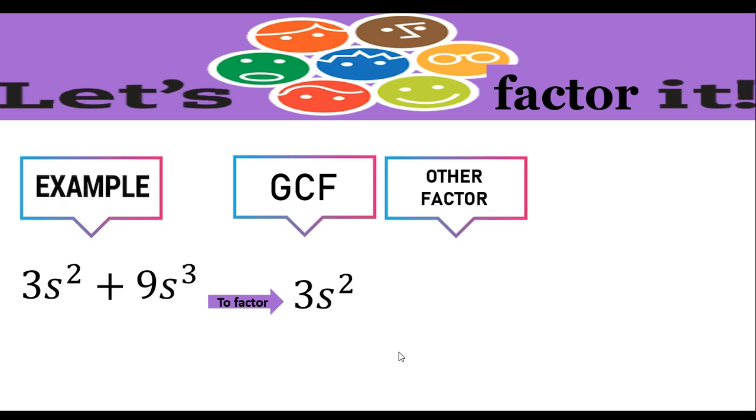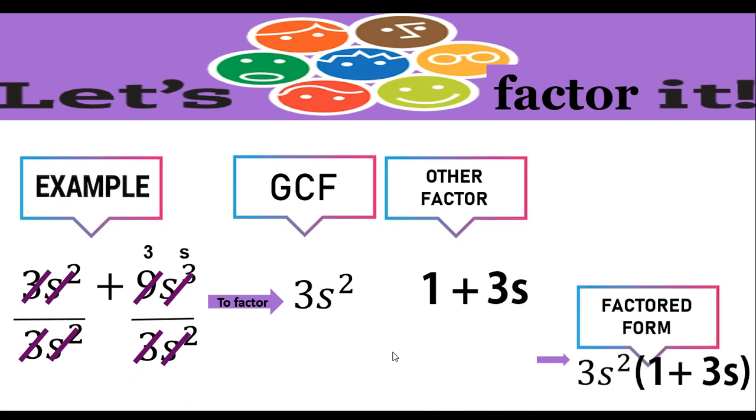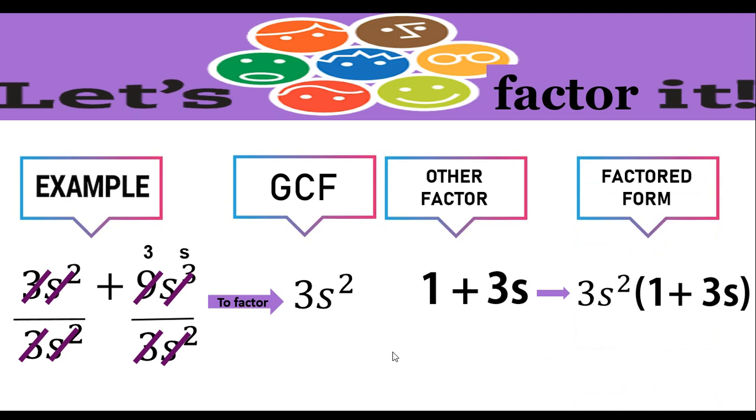And to get the other factor, we simply divide each term by the GCF. So the first term divided by the GCF, the answer is 1, plus 9s cubed divided by the GCF, the answer is 3s. And to write this in factored form, this will be the result.